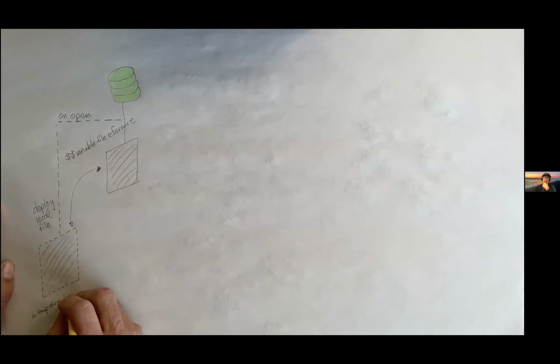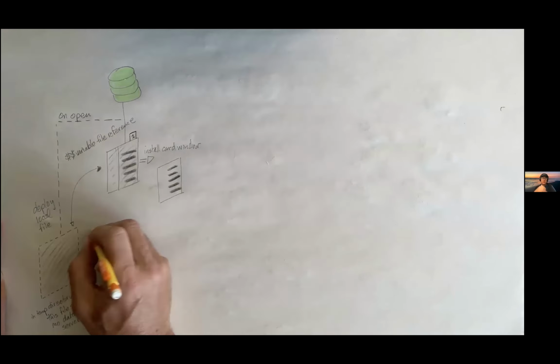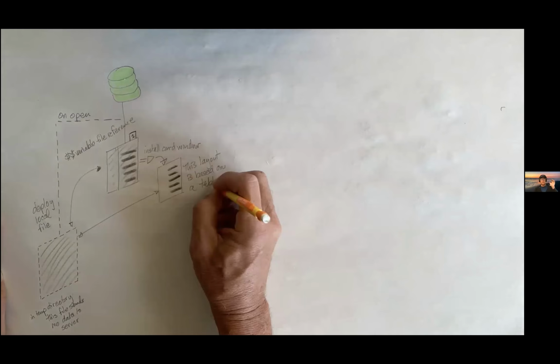But the beauty in that is that anything that you put in a local file doesn't communicate with the server. So now what we do is we edit record one, and we create a card window based on a table occurrence that comes from the local file. And so anything you do there is all local. There's no communication with the server.